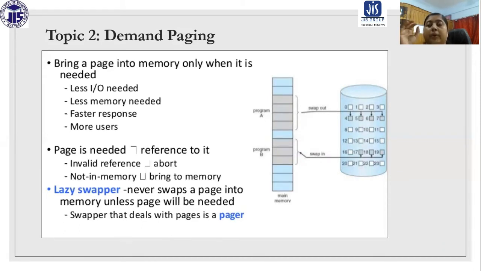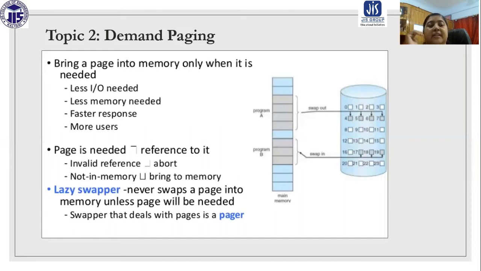The total program is not going to be loaded in the memory. The total process is not going to be loaded. Only the page required, that is basically the portion of the program, is going to be loaded. So response is fast, and more users can use it at a time because it requires less memory.